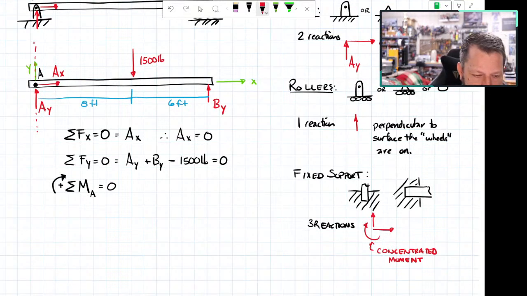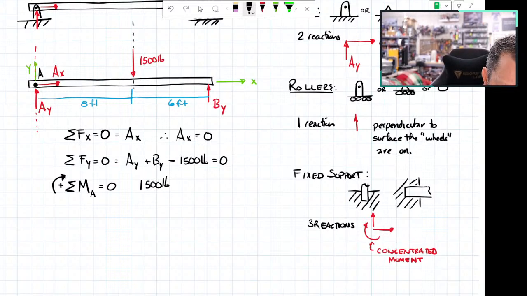So let's get AX, AY. They don't do anything. 1,500 pounds. So 1,500 pounds has a line of action that's assumed to be vertical. I didn't give it any angle and it looks vertical, so I'm assuming it is vertical. So if it's a vertical line of action, then the distance is perpendicular to that, so it's a horizontal distance between point A and that line of action, which I have drawn as 8 feet.